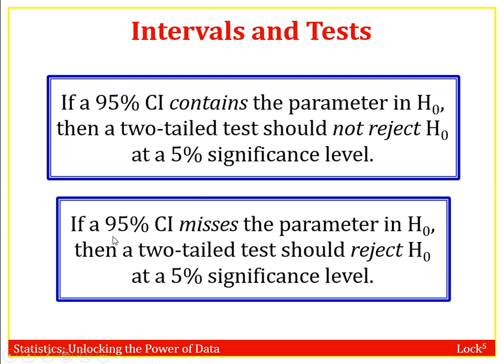However, if your confidence interval misses it, as in if that parameter, your null hypothesis, is in one of the tails outside of your 95% confidence interval, then we would reject it because your p-value would be less than alpha at a 5% level and make it statistically significant. So if you are within the confidence interval for your population null hypothesis, you don't reject. If you're not in that interval, then you do reject.